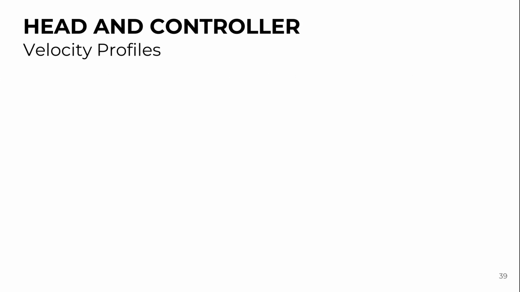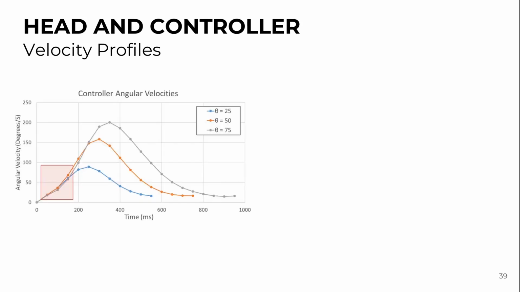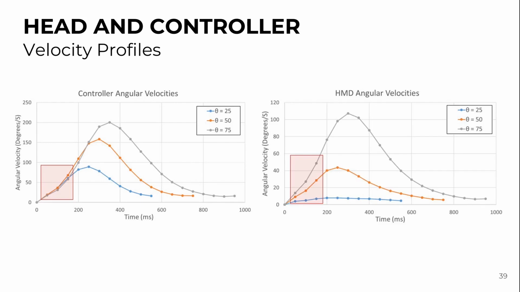We also looked at how representative velocity profiles compared to one another with different movement angles. When comparing these profiles, the controller velocities were not distinguishable from one another during the initial stage of movement across the 3 movement angles. However, the velocity profiles for the head diverged immediately. This suggests that using head movements with a predictive model may allow predictions to be made within the first 300 milliseconds of a movement.